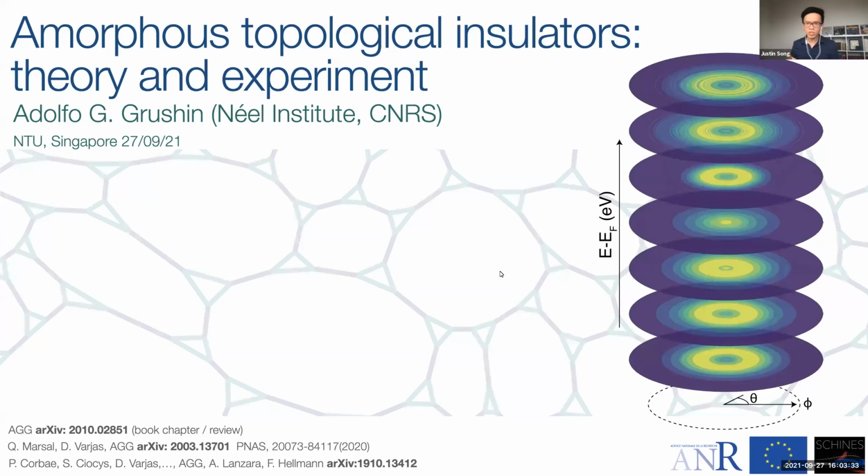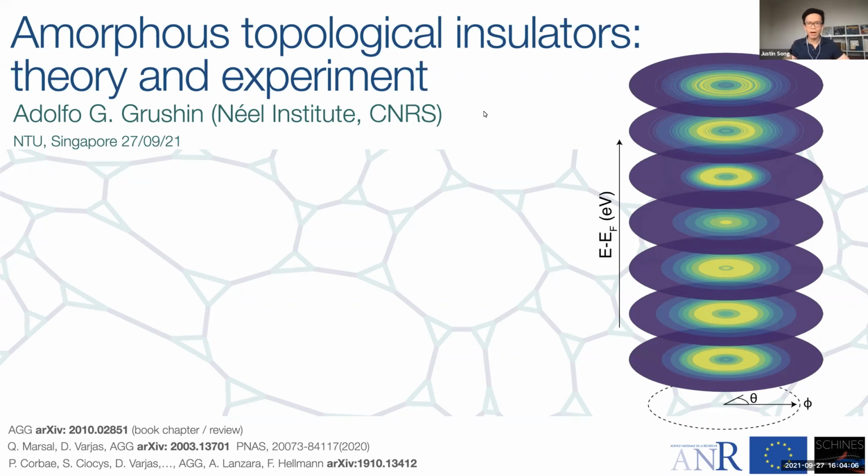It's a great pleasure to have Professor Adolfo Grushin come and talk about his recent work in topological insulators. Adolfo is a senior researcher, a group leader at Institut Néel in France. He received his PhD in Madrid. Is that correct? That's correct. With the very famous Spanish theorist, I think it was Maria Vozmediano. Right. And then he's basically working on all sorts of things.